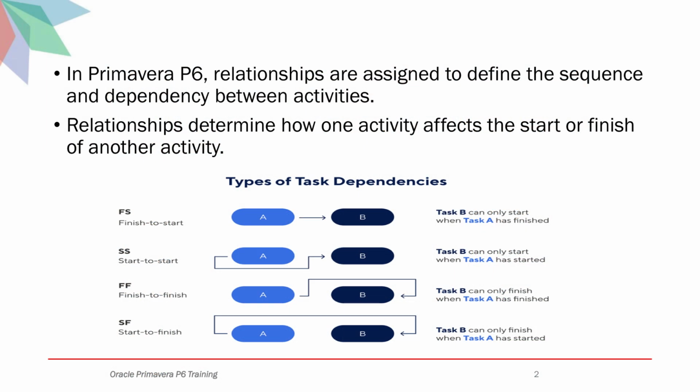Primavera P6 provides 4 types of relationships. These relationship types were already explained in the introductory sessions of this course. If you need a refresher, please review those sessions before continuing here.